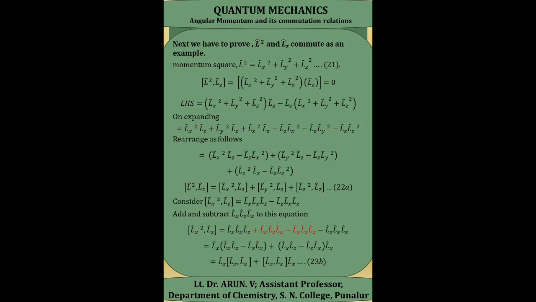Now we have to prove, as an example, that the commutator value of L² and Lz is equal to 0.